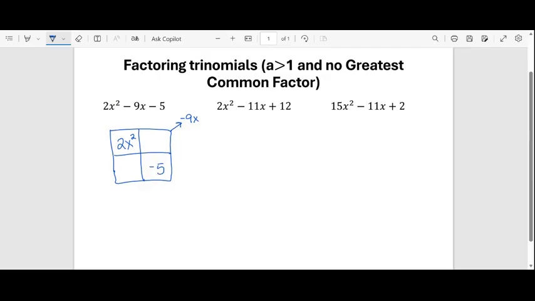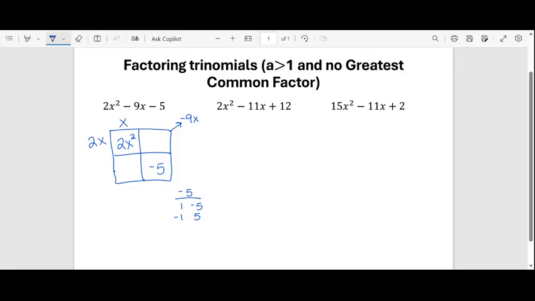So to get 2x squared, the only way to do that is to multiply 2x times 1x. I'm going to write this as 2x times x, because 1x and x are the same thing. Now, to get -5, we have two different options. You can either multiply 1 times -5 or -1 times 5. So we have to decide where those numbers are going to go and which one is going to be negative for them to add up to -9.